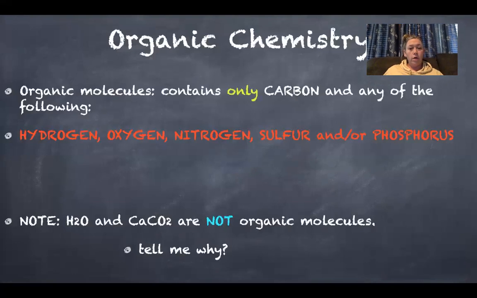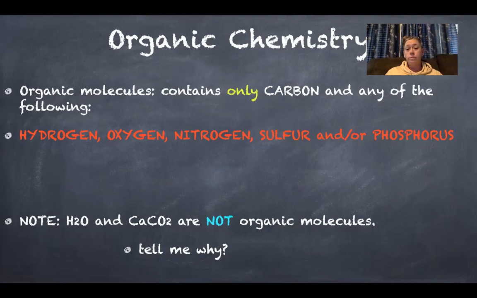All right. So we're going to talk about organic chemistry. In order for a molecule to be organic, it has to contain carbon and any one of the following: hydrogen, oxygen, nitrogen, sulfur, and phosphorus. But look at water, H2O. You think it is an organic molecule, right? We use it all the time. It seems like something we would consider an organic molecule, but it's not.